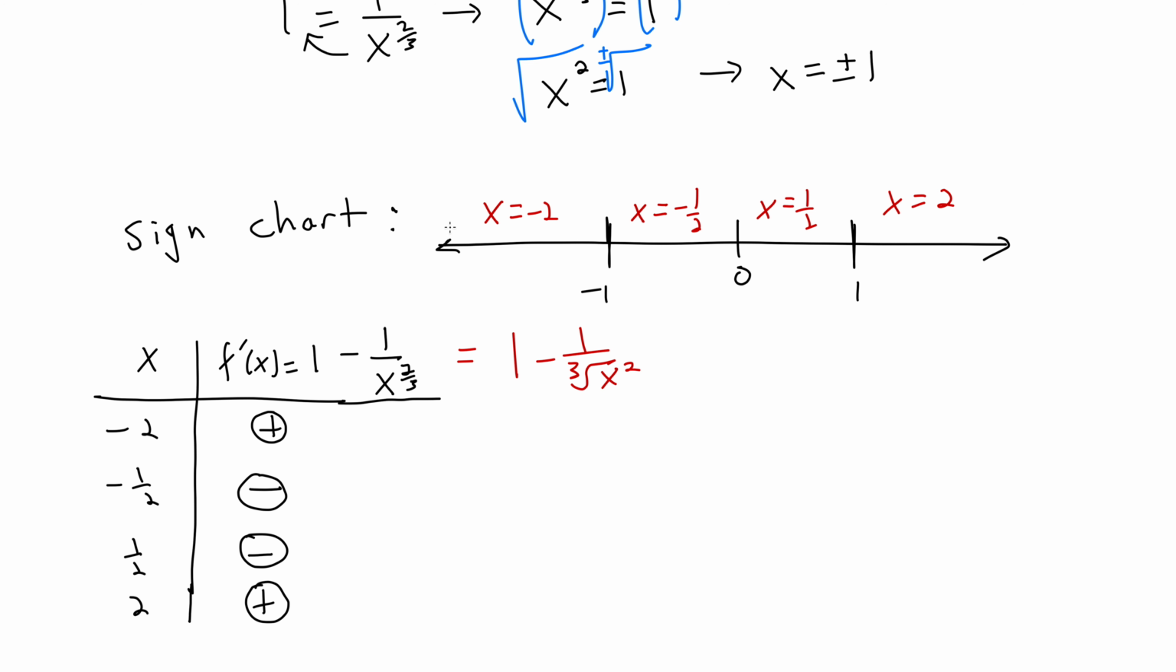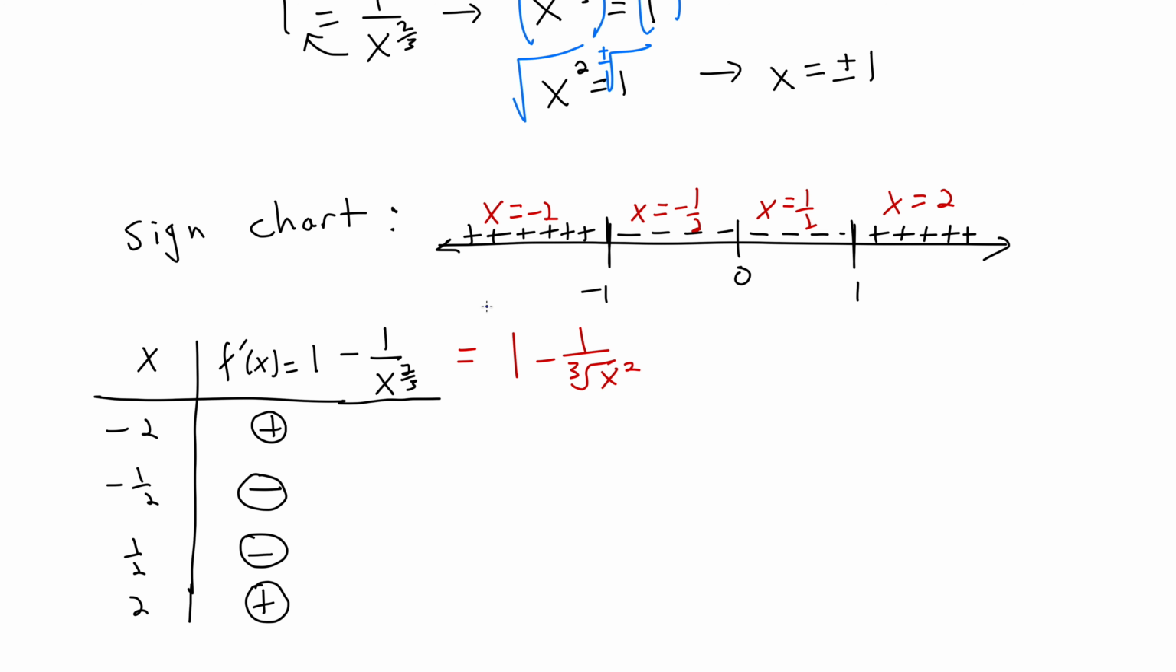Okay, now we can label these on our sign chart. So we have positive there, and then we're over to negative. So positive in the region from -infinity to -1, and then negative between -1 and 0. Negative again from 0 to 1, and then positive from 1 out to infinity. So what does that tell us about the function?